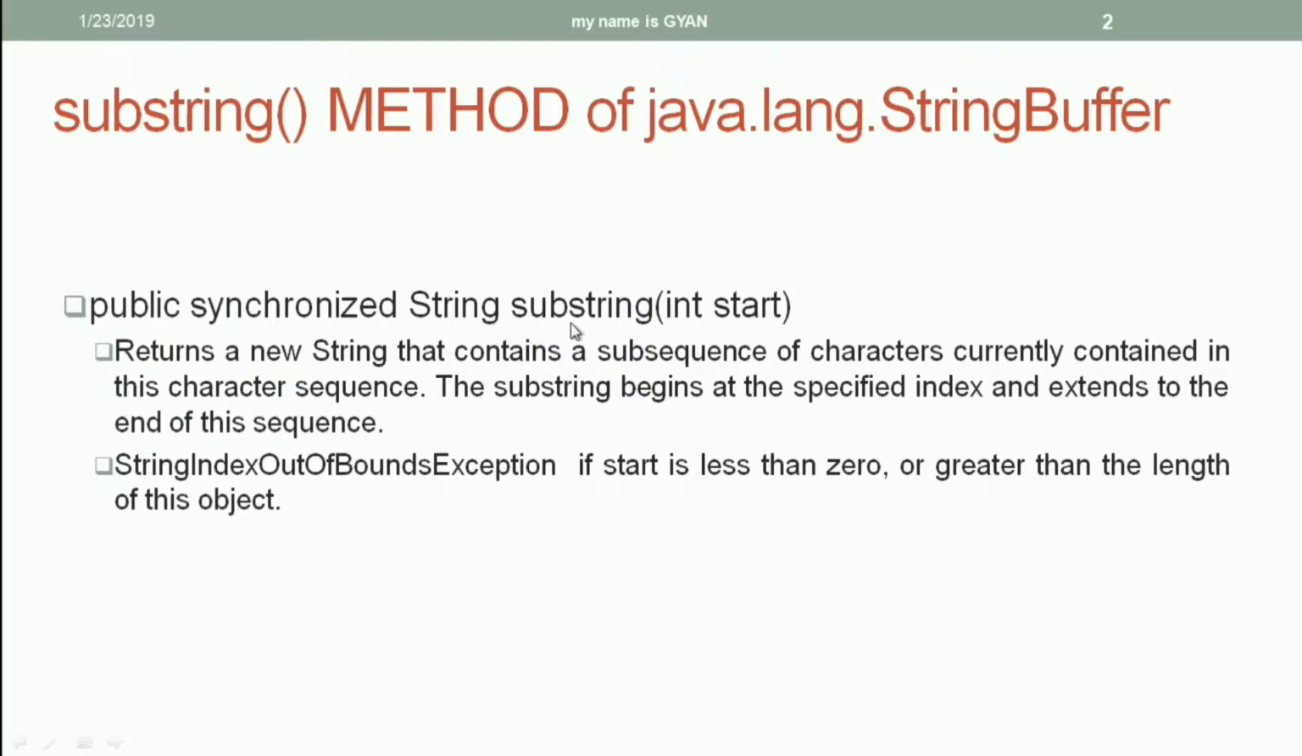The substring method throws string index out of bounds exception if the start is less than 0 or greater than the length of the caller string buffer object. Now let's use this method practically in a Java code.